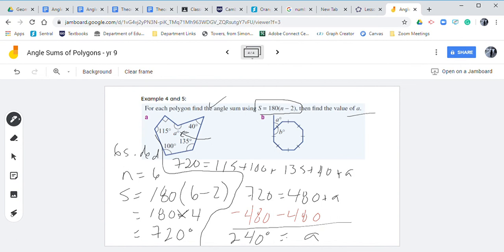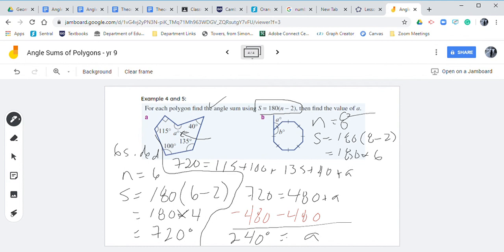So what is n equal to? How many sides do I have? It's an octagon, so I have 8 sides. So next I do S equals 180 times (8 minus 2), which is 180 times 6.